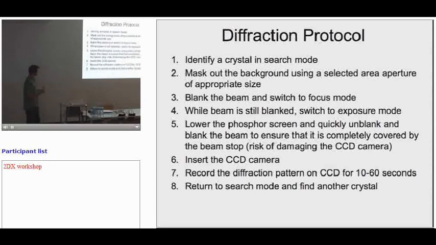Then you insert the CCD, raise the phosphor screen, and then you record the diffraction pattern for 10 to 60 seconds, depending on the crystals and the beam intensity and a few other things. And then you return to search mode and find another crystal. And you do this over and over again.